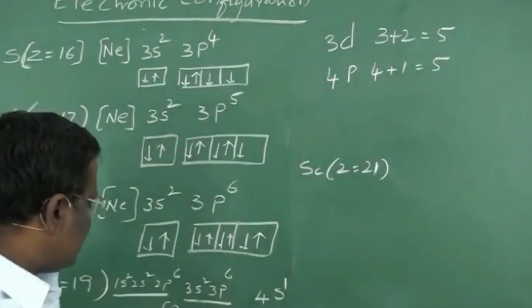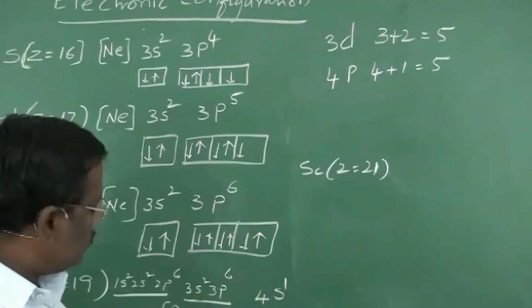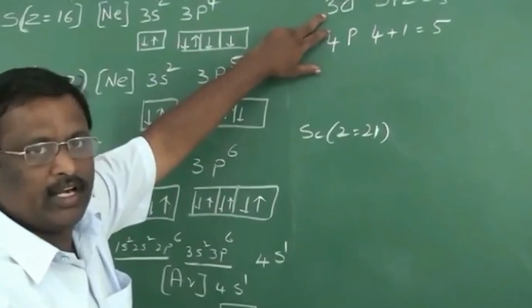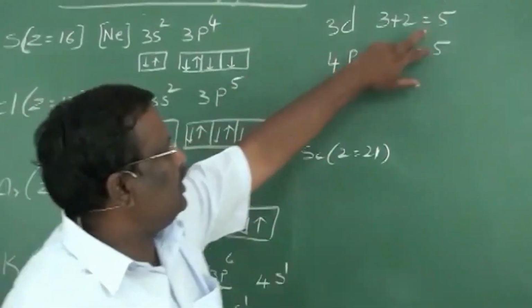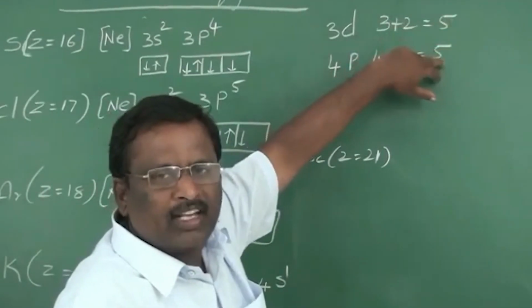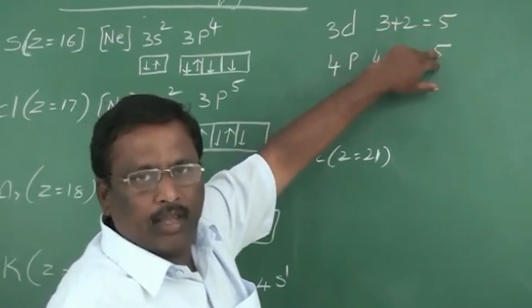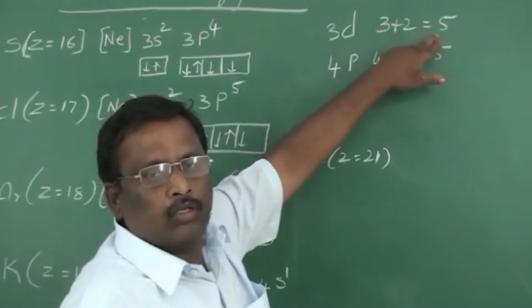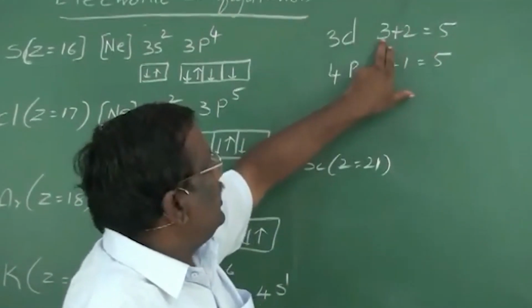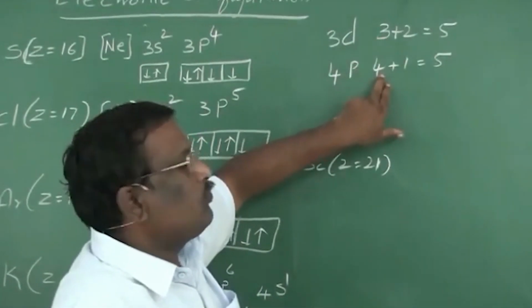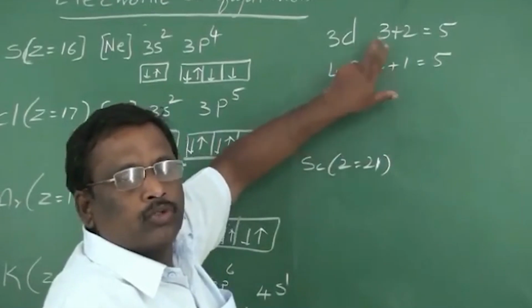So the 4s orbital is filled. Next to 4s we have the 4p orbital, but previously there is an empty 3d orbital. The n plus l values of these two are the same. So if two orbitals have the same value, the electron will enter into the orbital with the lower n value, that is 3d, because the 3d n value is 3, whereas the 4p n value is 4. So 3d should be filled first.